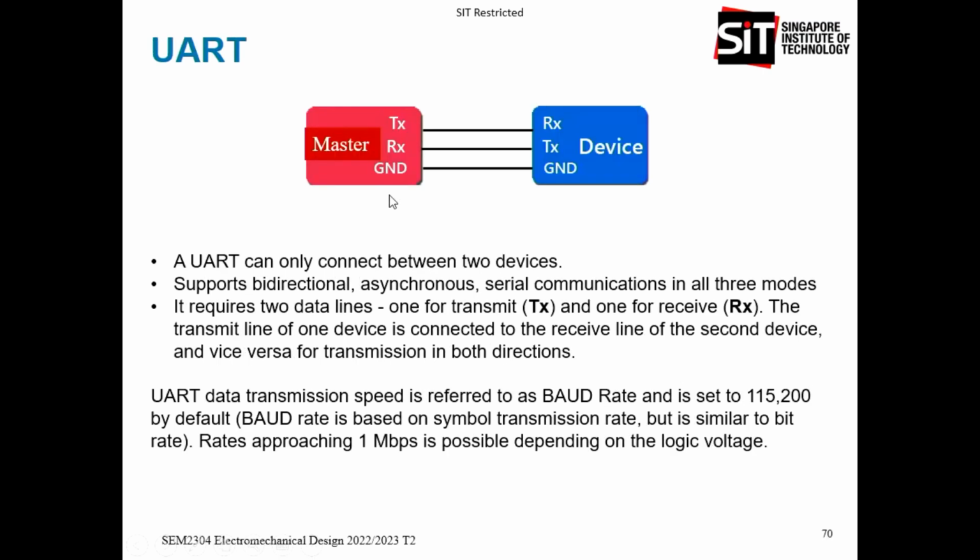So this is the standard serial interface. And again, the maximum speed that we can go now is about 100 kilobits per second, 115.2 kilobits.